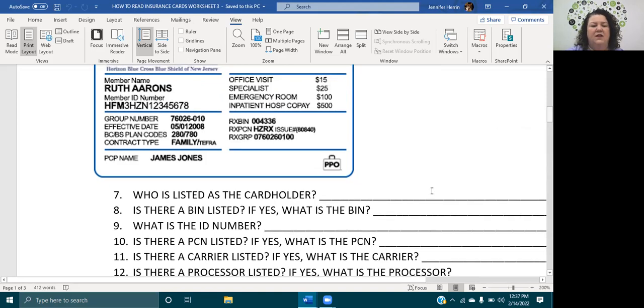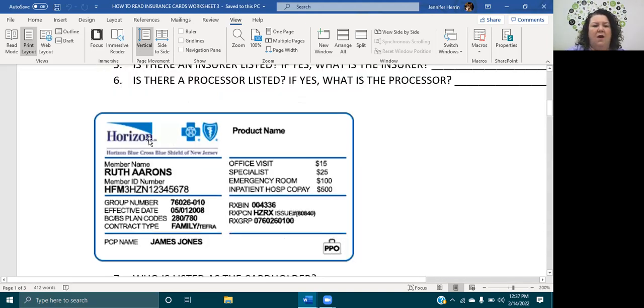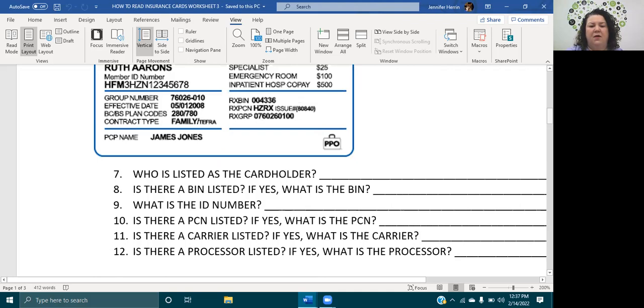Next question down, is there a carrier listed? If yes, what is the carrier? On this card, there actually is one listed. Horizon is the name of the actual provider, but Blue Cross Blue Shield of New Jersey would be their carrier. So that was what you would fill in for number 11.